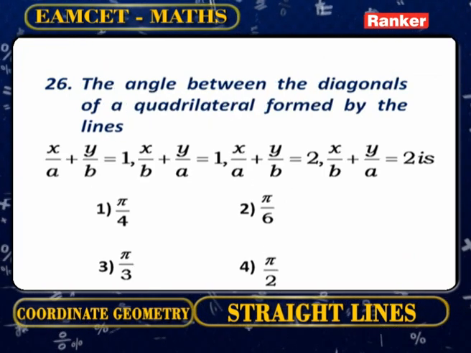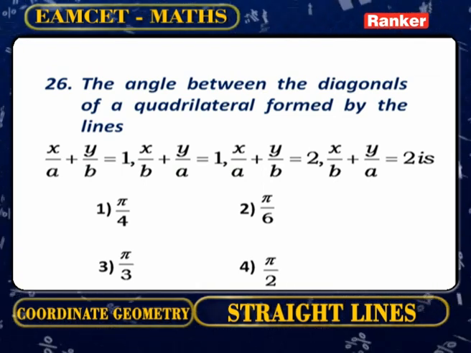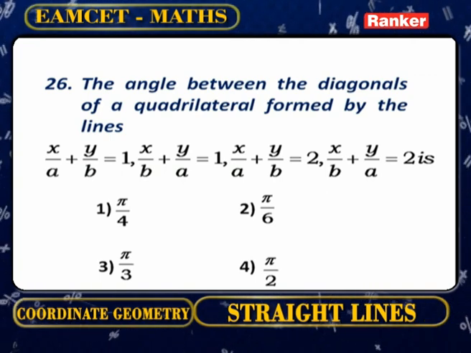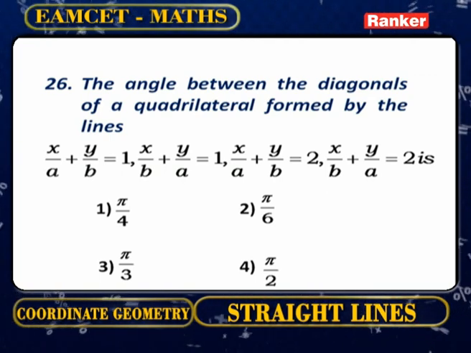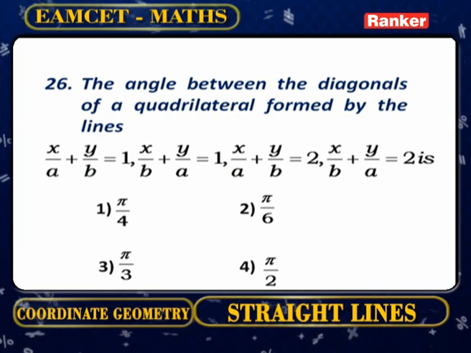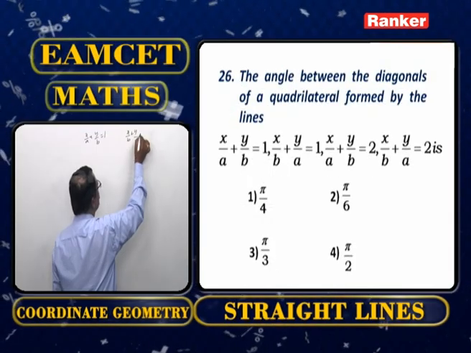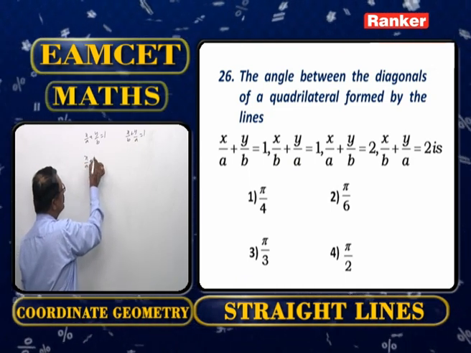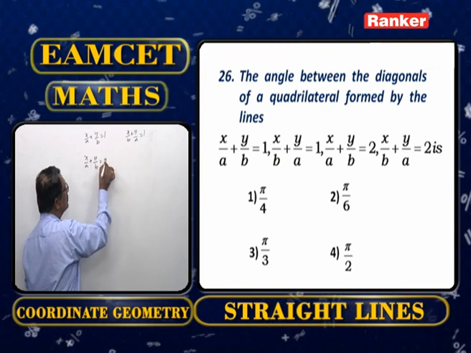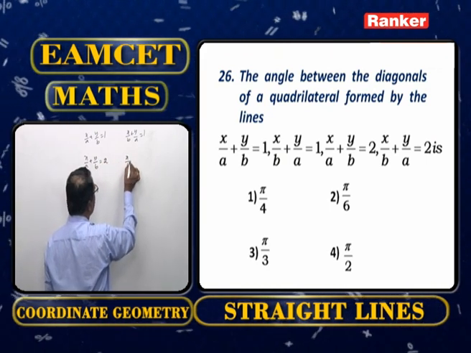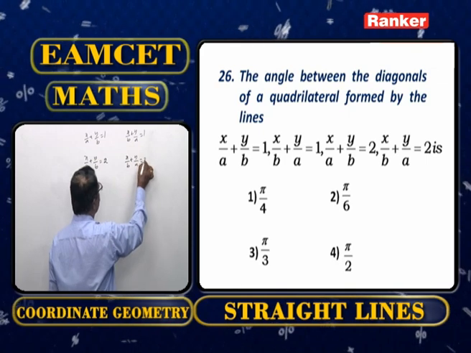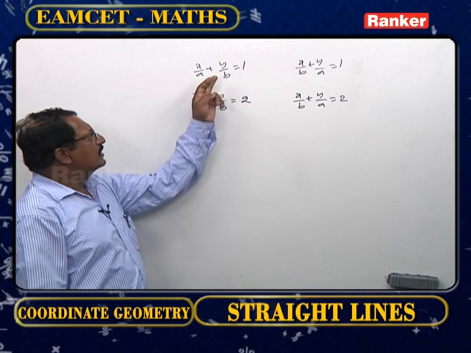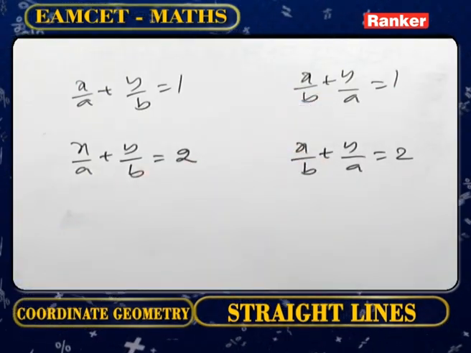The angle between diagonals of a quadrilateral formed by the lines x/a + y/b = 1, x/b + y/a = 1, x/a + y/b = 2, x/b + y/a = 2. The angle between diagonals of the parallelogram or quadrilateral formed by the four lines.